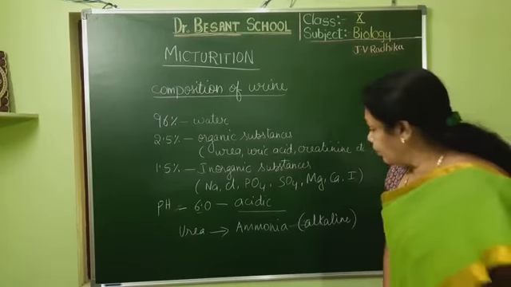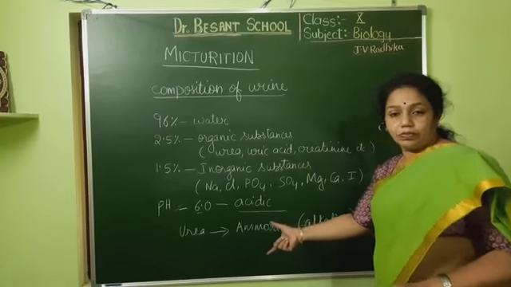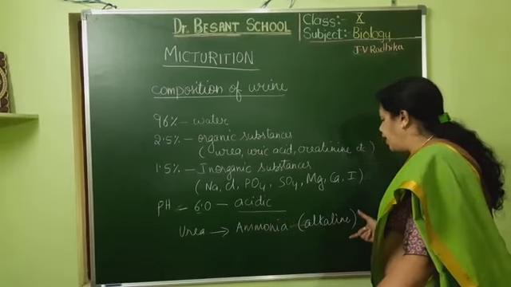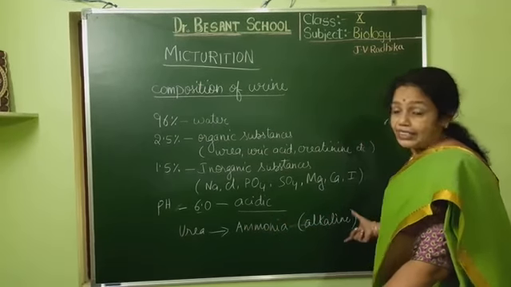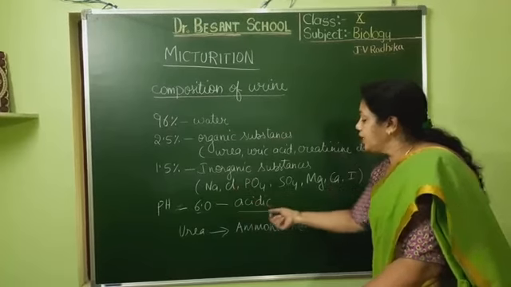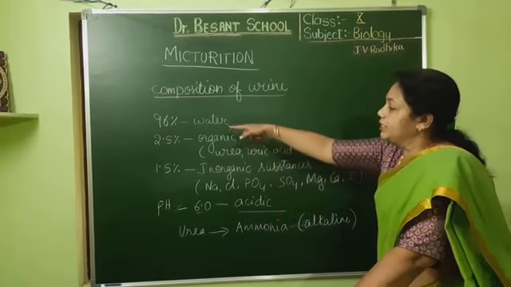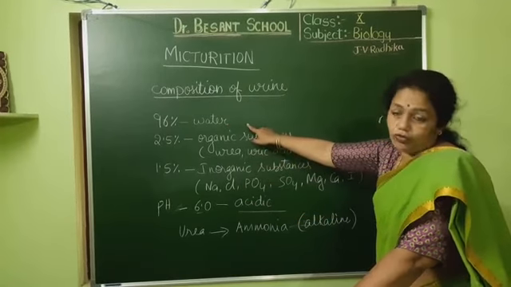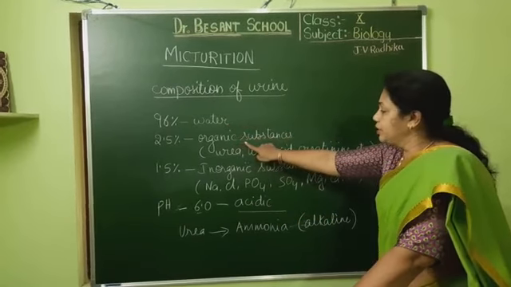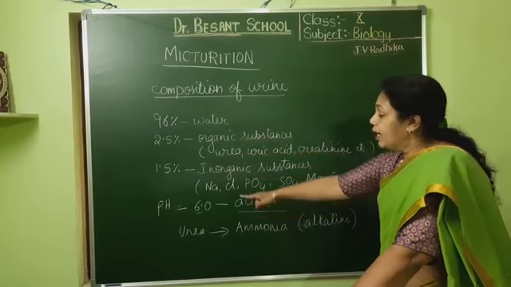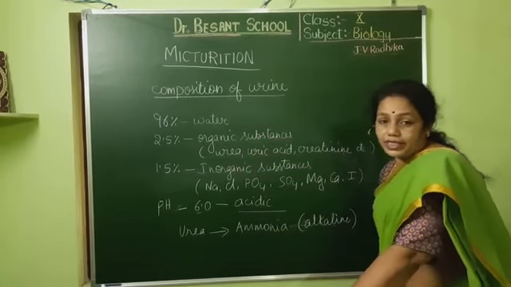So here, when urine is exposed to the air for some time, the urea gets converted into ammonia and becomes alkaline in nature. Otherwise, normally the urine is acidic in nature. We see the composition of urine. 96% is water, 2.5% is organic substances, 1.5% is inorganic substances, and the pH of the urine is 6.